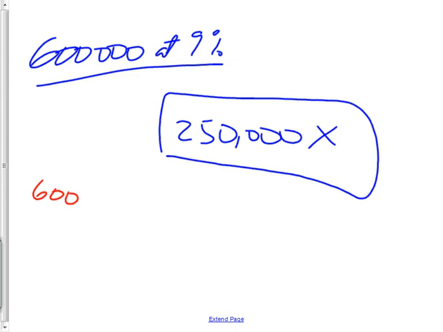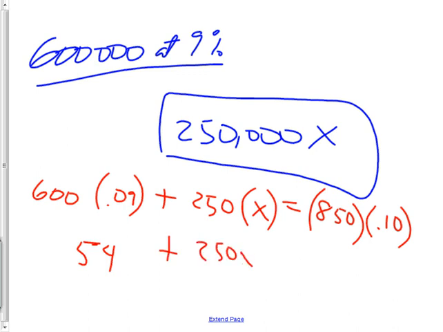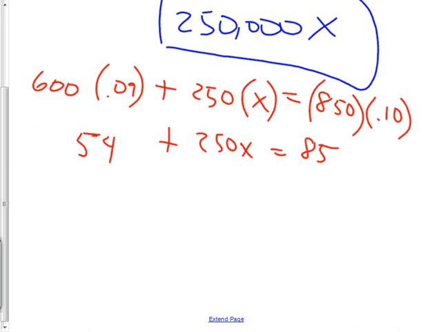So you'd go 600. I'm going to shorten it to 600 instead of 600,000 times 0.09 plus 250 times I don't know equals 600 plus the 250 makes 850 times the total mix he wanted was 10% return. Let's invest. So this will be 54 plus 250x equals 85. And then 250x.